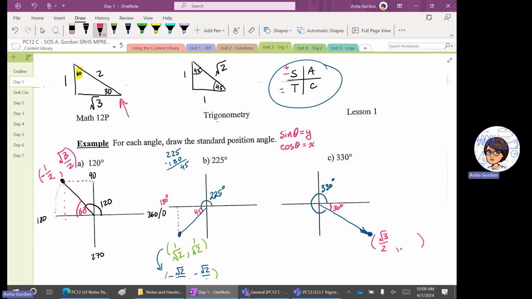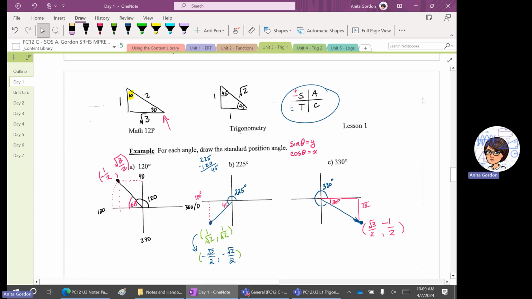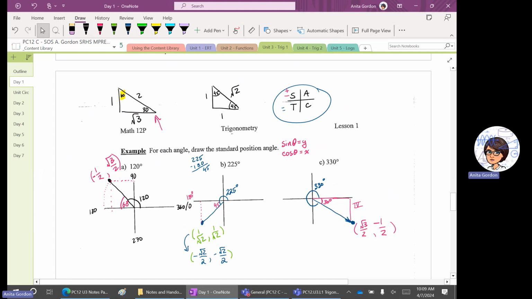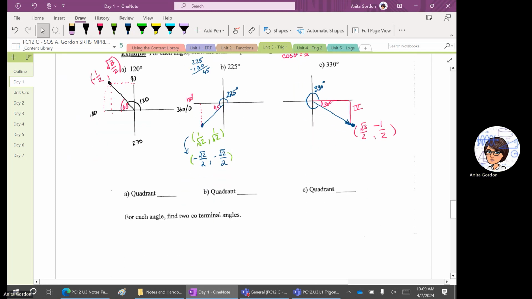The sine of 30 degrees is 1 over 2. What is positive in this quadrant? Only cosine is positive. So my x-coordinate is positive, my y-coordinate is negative. And again, does that make sense? This is the fourth quadrant, right? Positive x, negative y. So we use our special triangles to figure out the coordinates along the unit circle.